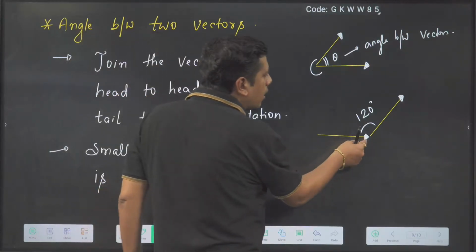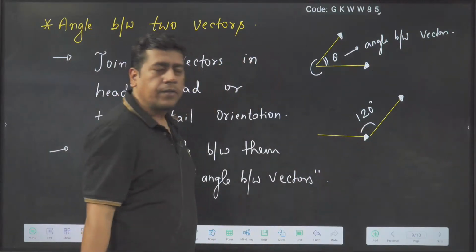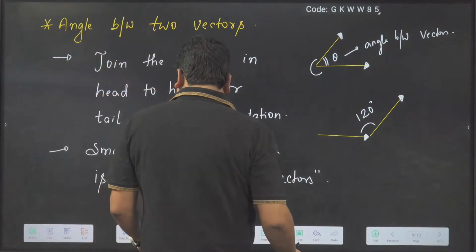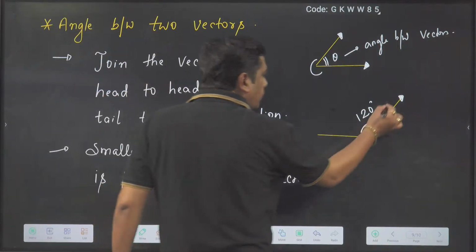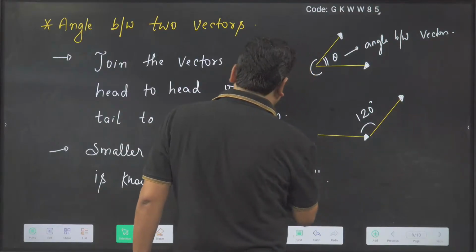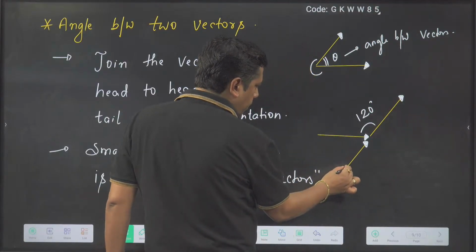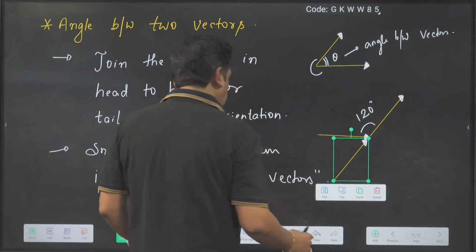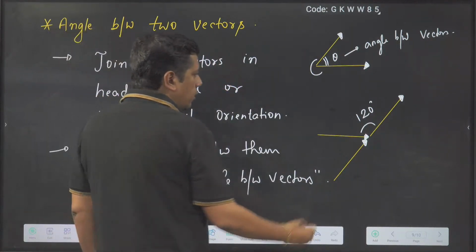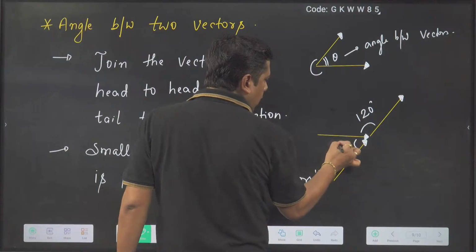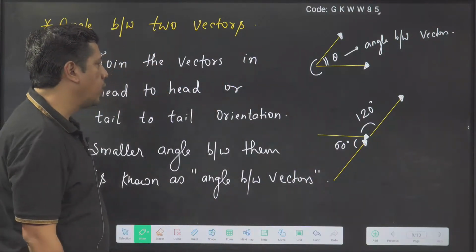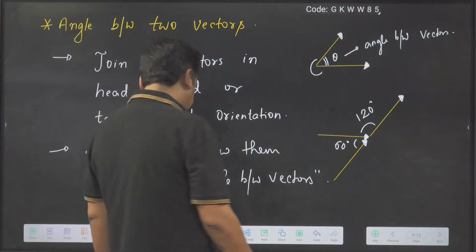Because the vectors are head and tail joint. So what you can do, either you can displace this here and make it head to head. You can make it head to head. So this angle we shall consider as the angle between vectors, which is 60 degrees. You can do it like this.